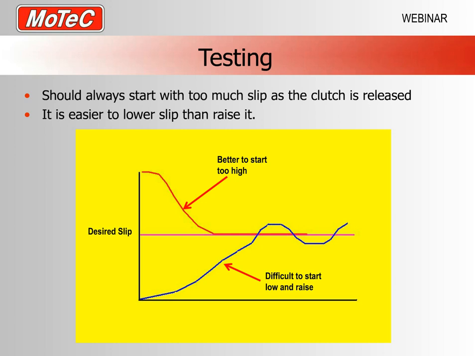Another thing to remember about this launch control is it's better to start with too much wheel spin than too little. The way a tyre works, it's much easier if you have it spinning too fast to pull the slip down than try to slowly edge it up. So if this is the desired slip, our pink line across the middle, what we want to do as soon as the clutch is released, we want to break the tires into wheel spin, some more wheel spin than we actually want, and then quickly bring it down to the desired slip.